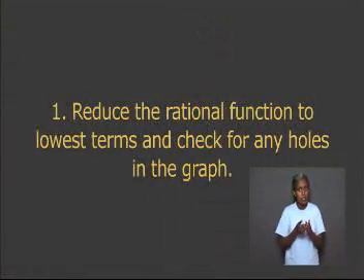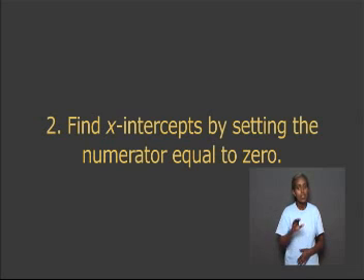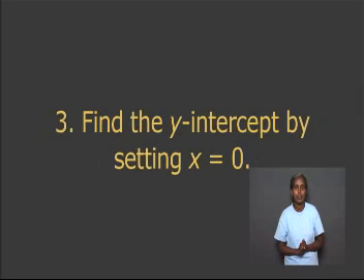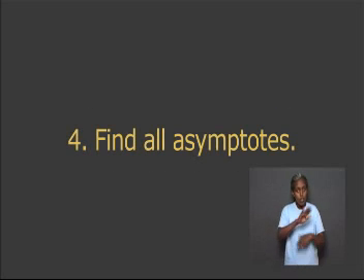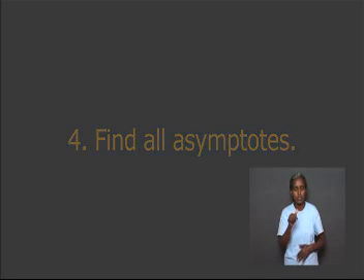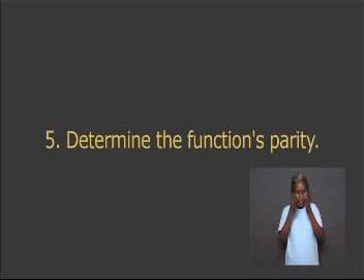Start by reducing the function to its lowest terms and check for any open holes in the graph. Find the x-intercepts by setting the numerator equal to 0. Find the y-intercept by setting x equal to 0. Find all of the asymptotes if there are any. Determine the parity, that is, whether the function is even or odd or neither.